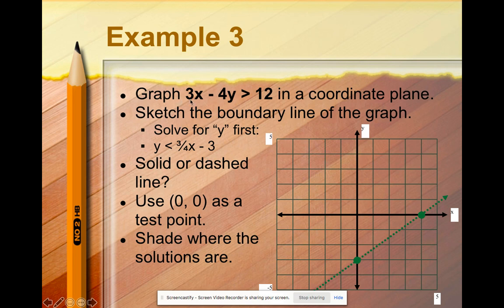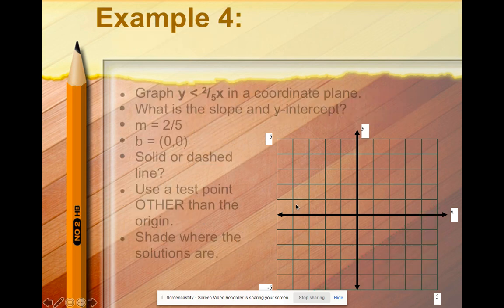Well, let's test it. 3 times 0 is 0, minus 4 times 0, which is 0. So you have 0 is greater than 12. Well, 0 is not greater than 12. That is not a true statement. You should not include the point 0, 0, which is the origin, which we don't. Therefore, we can assume that we did it correctly.